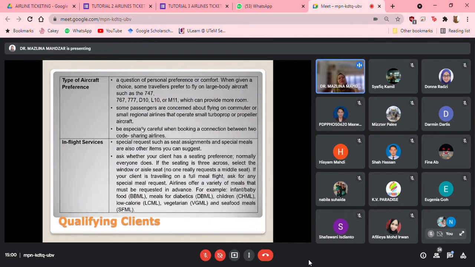Alright, type of aircraft preference. As I said just now, for personal preference, it's best for you to ask. Some travellers prefer to fly on large body aircraft such as 777, 767, DC-10, L-1011, MD-11, which are more comfortable, with wider leg room and so on. But some passengers are concerned about flying on commuter or small regional aircraft that operate small turboprops. Sometimes there are passengers who prefer to travel on these because they like challenges, and they like being able to see things since the flight is low.